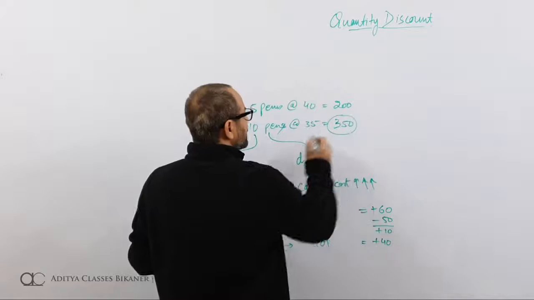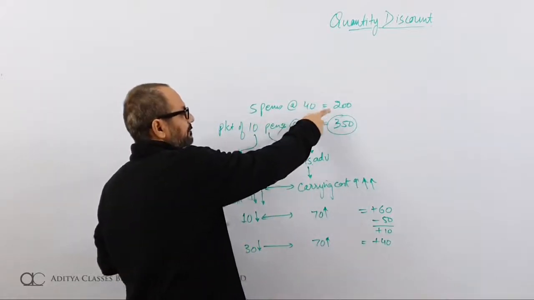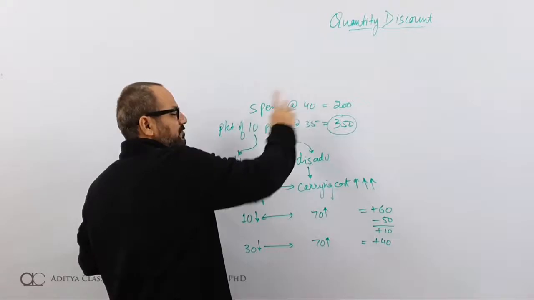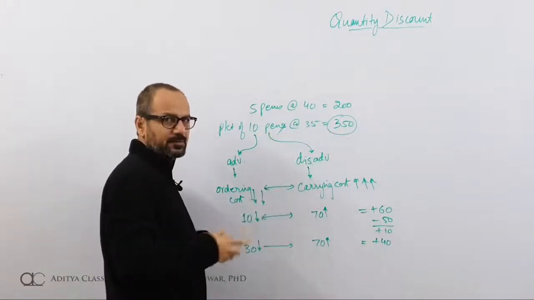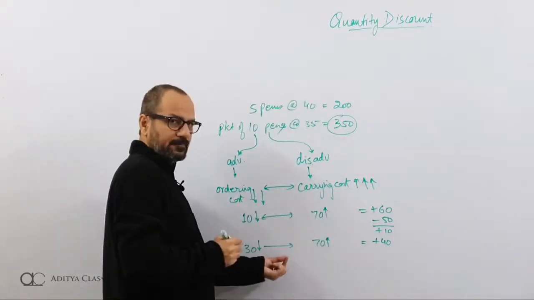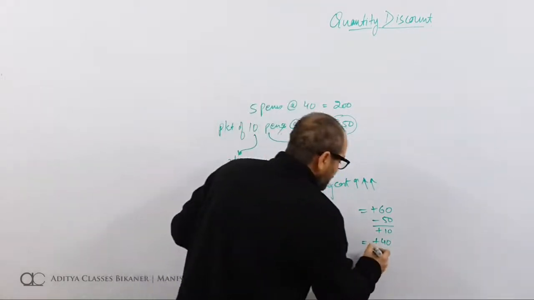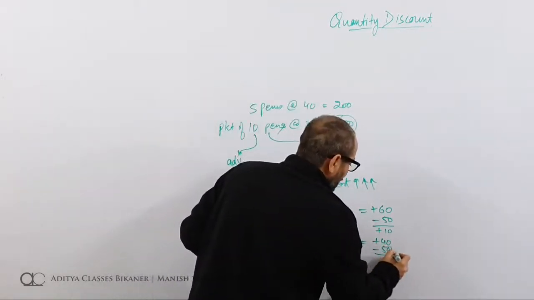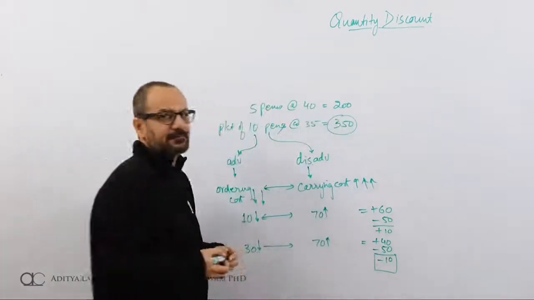In this deal, I will be saving 50 rupees. Why 50 rupees? Because 5 pens cost me 200 rupees, so 10 pens would have cost me 400 rupees. But with quantity discount, they are costing me only 350 rupees. So I am saving 50 rupees. So in spite of this arrangement between ordering cost and carrying cost, I will be saving something. I will be saving 50 rupees and the net scenario would be 10 rupees.